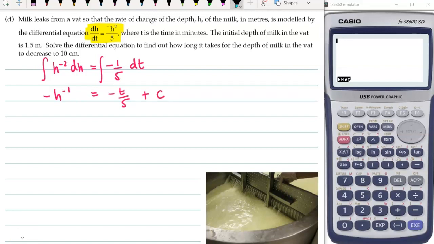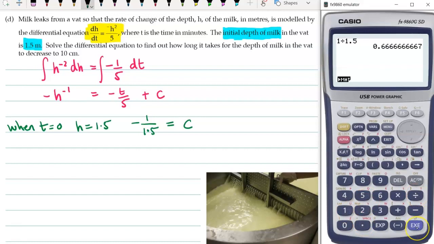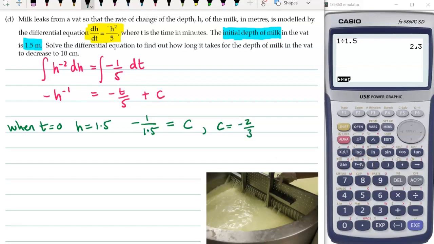Now let's look back at the question for what will help us to work out the c, and it's this here, that the initial depth will be 1.5. So when t is 0, h is 1.5. So we have minus 1 over 1.5 is equal to 0 plus c. So c is minus 1 over 1.5. Well, 1 divided by 1.5 is 2/3. So c equals negative 2/3.